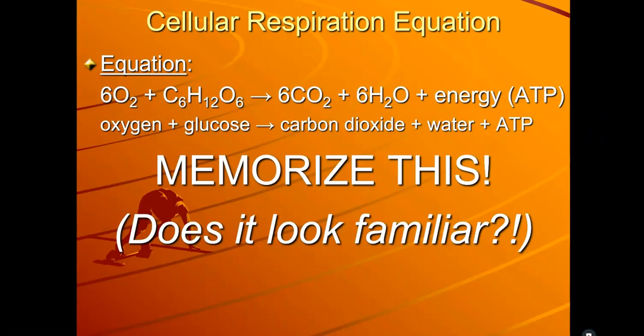So the equation for cellular respiration needs to be memorized, and it needs to be memorized with the whole molecular formula equation, which is the 6O2 plus C6H12O6, and it needs to also be memorized in word form. Oxygen plus glucose yields carbon dioxide plus water plus ATP.